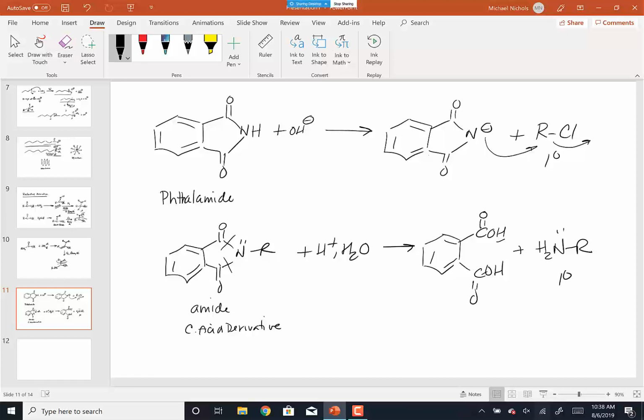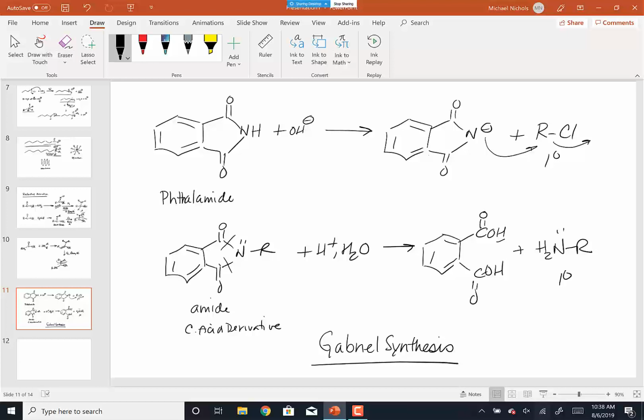And so this only really works with primary alkyl halides. If it gets too sterically hindered, it becomes a bit of a mess. But this is what's called the Gabriel synthesis, and it's a very old school way of making primary amines. The whole synthetic scheme is the Gabriel synthesis.